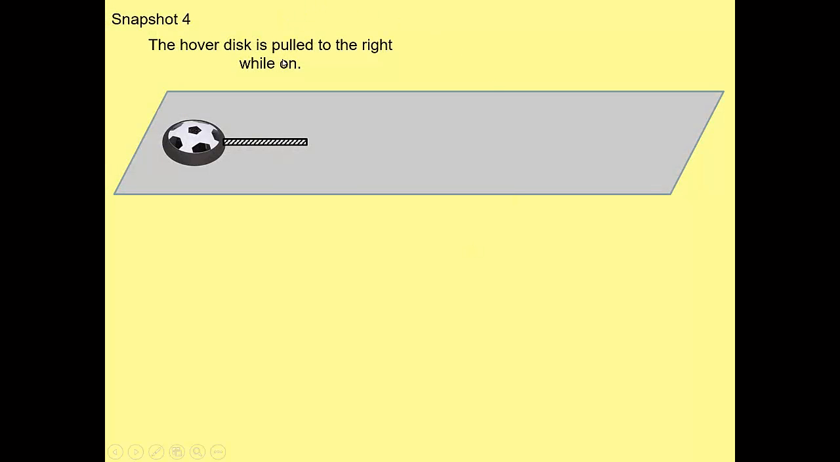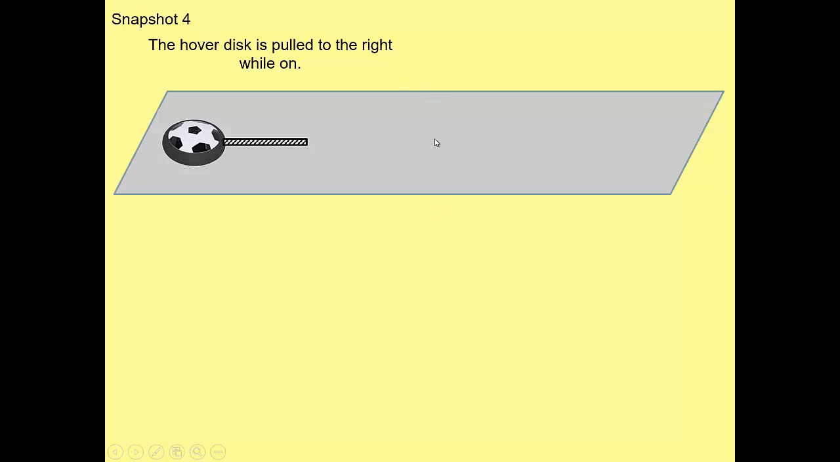One more example. This time I'm going to turn the hover disk back on so it'll be riding on a little frictionless cushion of air, and I'm going to pull it across the table with a string. And I'm going to try to pull with a constant force. Pull with a constant force with the string. Now watch what it does.